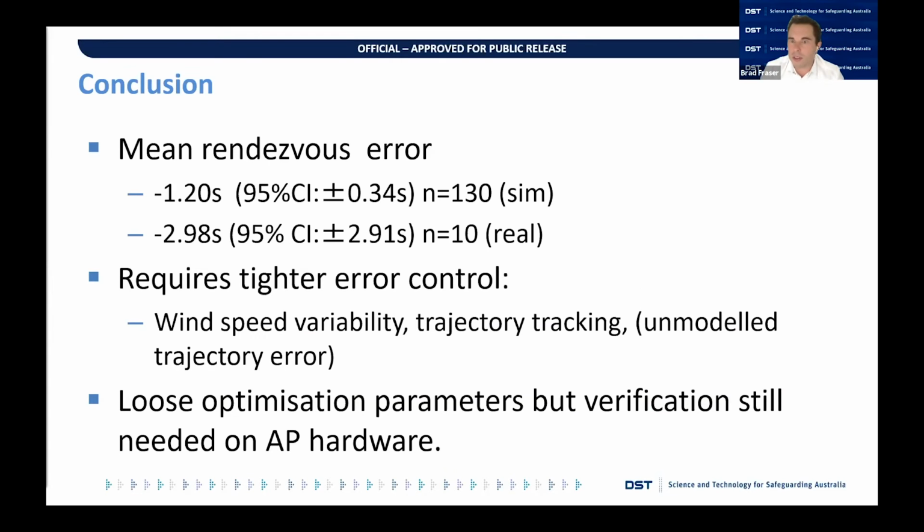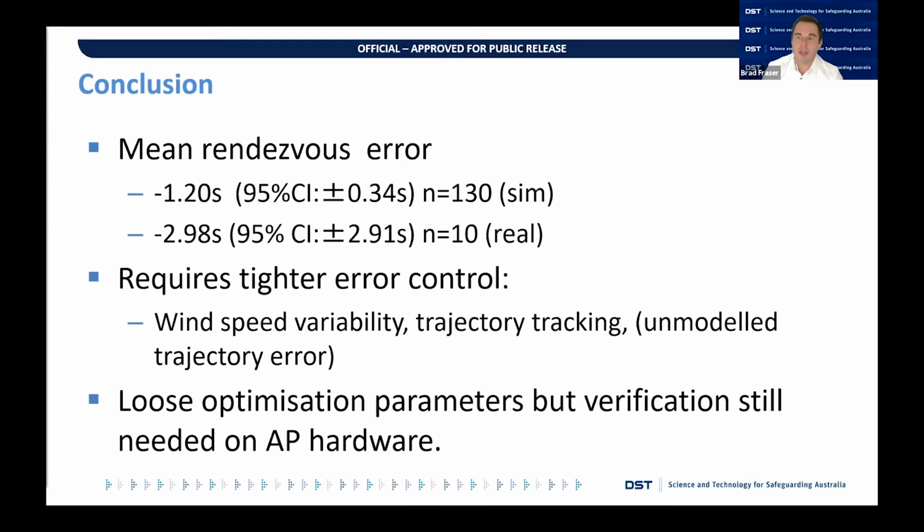So in conclusion, the mean rendezvous error was found to be 1.2 seconds late from 130 simulated runs with windy and windless conditions, and roughly 3 seconds late from 10 field runs in a single flight. The experiments themselves require a tighter error control for environmental wind speed variability and trajectory tracking. So again, this comes back to Peter's point, I guess, about repeatability.